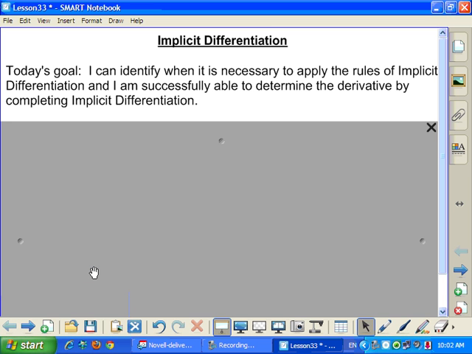Hello and welcome to Lesson 33, Implicit Differentiation. I think we're getting into more challenging types of differentiation at this point in time.